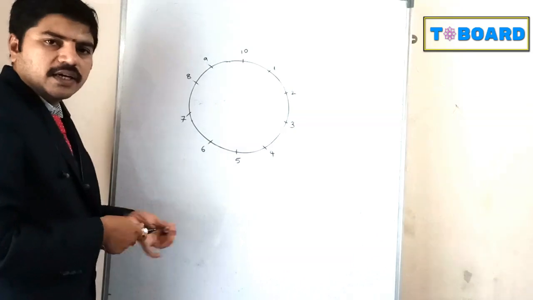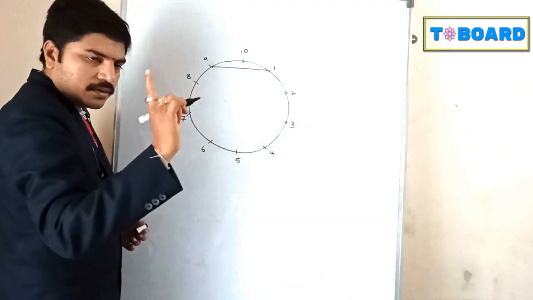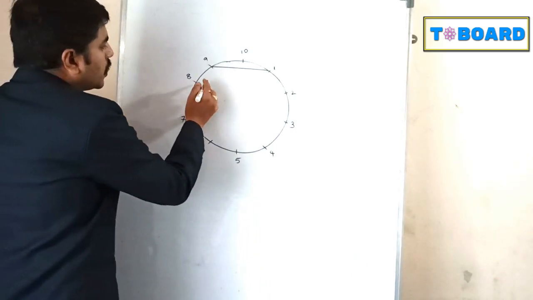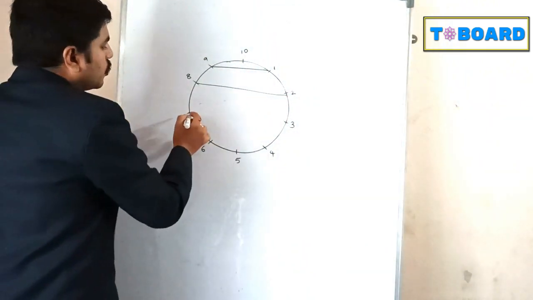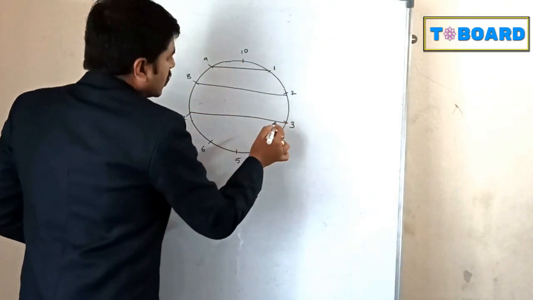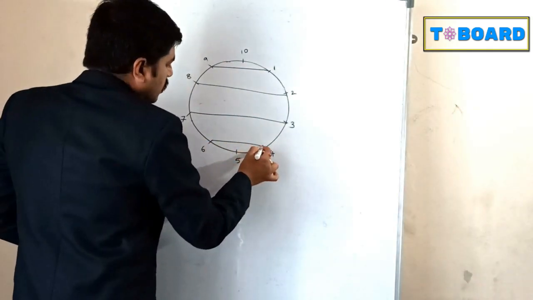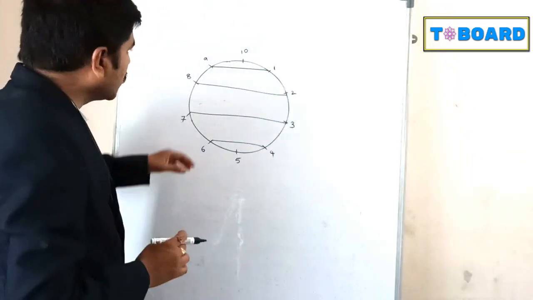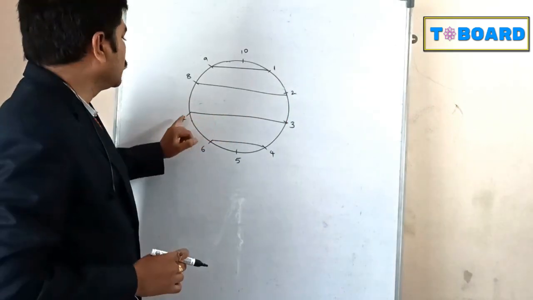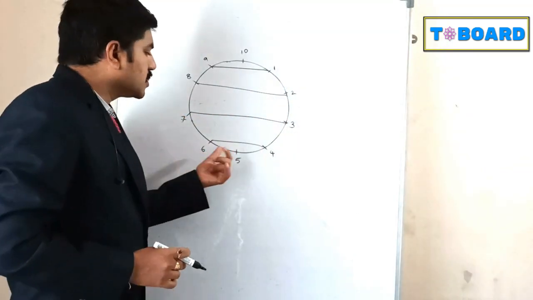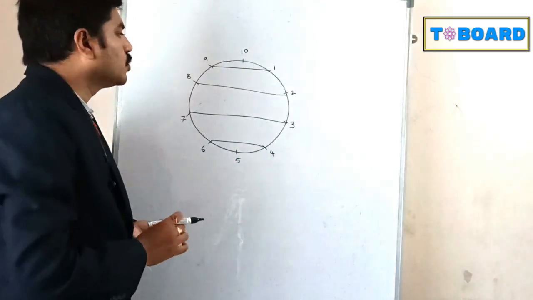Now I am going to see, if I add 9 plus 1, how much is it? It is 10. Then what about 8 plus 2? If I add 8 plus 2, it is also 10. Then 7 plus 3 is also 10. And then 6 plus 4 is also 10. See here, 9 plus 1 is 10, 8 plus 2 is 10, 7 plus 3 is 10, 6 plus 4 is also 10, and 5 plus 5 is also 10. That's what I'm going to write here.